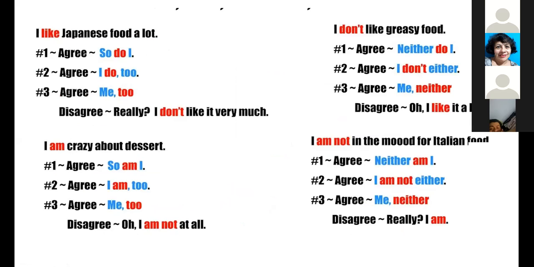Look, I have here another example. I like Japanese food a lot. Ese a lot ya le agrega como muchísimo, ¿verdad? Entonces el number one es so do I, I do too sería el segundo y me too el tercero. Pero luego alguien sale en desacuerdo. Imagine, in a friend's conversation, someone disagrees and says, really? I don't like it very much. That's another polite way to say, I disagree with you, right?